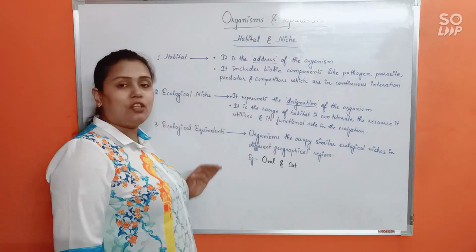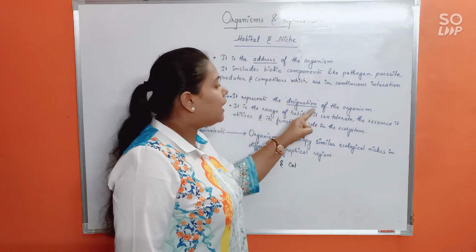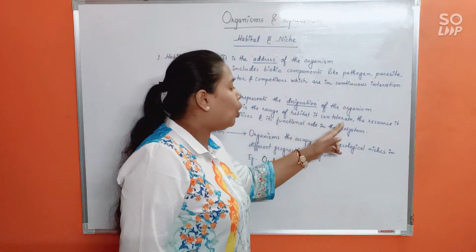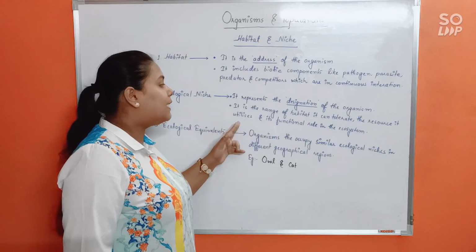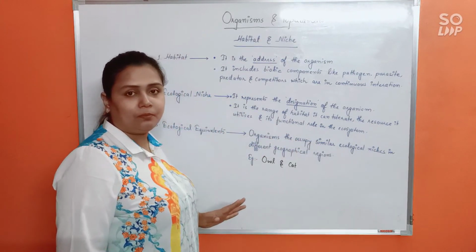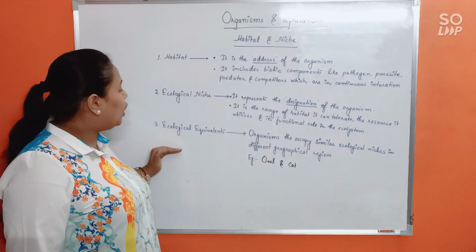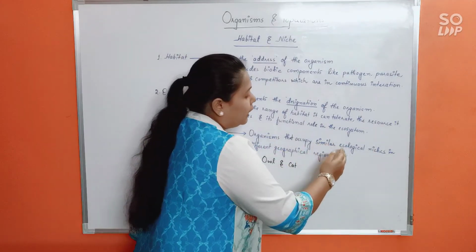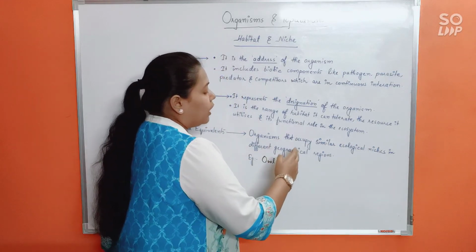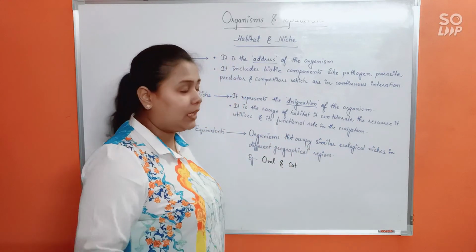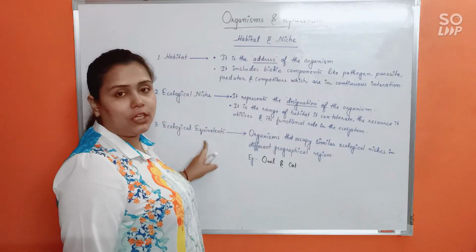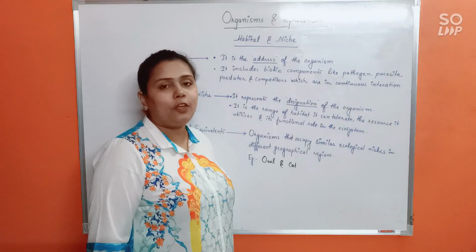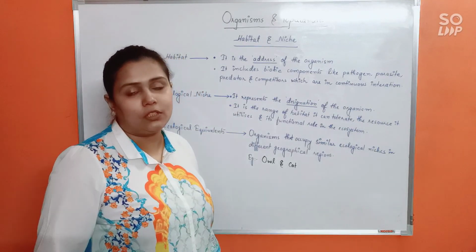Next, ecological niche. It represents the designation of the organism. That means it is the range of habitat it can tolerate, the resources it can utilize and its functional role in the ecosystem. Alright? And finally, ecological equivalence. Organisms that occupy a similar ecological niche in different geographical regions or different habitats are known as ecological equivalents. Examples would be owl and cat. I hope all of you are clear about it because this is a very, very important part.